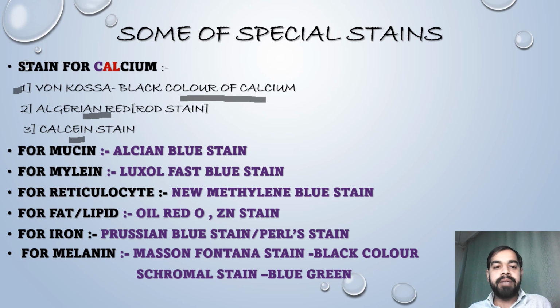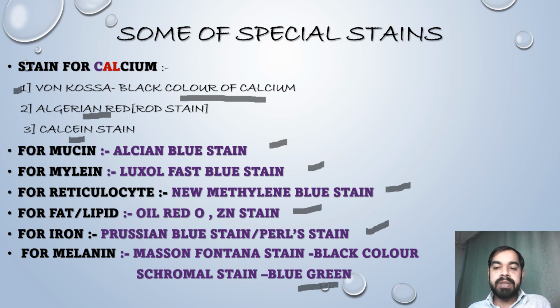For mucin, here you have Alcian blue stain. For myelin, Luxol fast blue stain. For reticulocyte, new methylene blue stain. For fat or lipid, oil red O or Sudan stain. For iron, you have Prussian blue stain or Perls stain. For melanin, you have Masson-Fontana stain, which is giving black color, and azure stain, which will give blue green color, my dear friends.